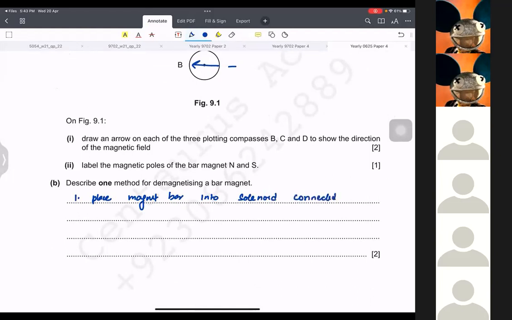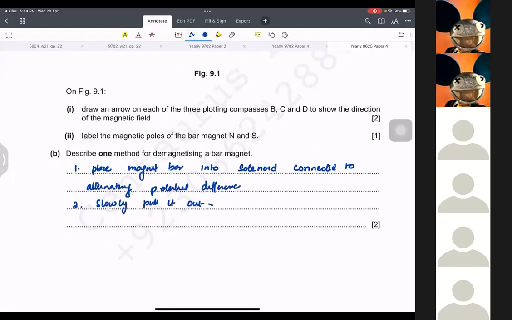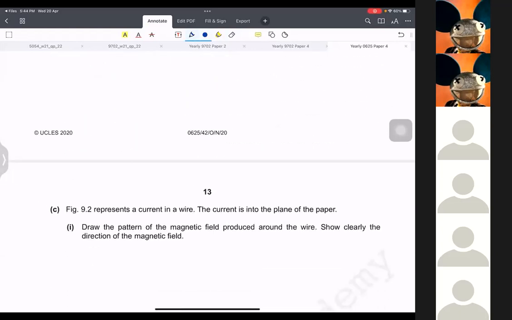connected to alternating current, alternating potential difference. Then slowly pull it out. So you have to do it. Otherwise, you can heat it because the vibrations at high temperature would do it. You can also hammer repeatedly. That would cause disturbance or vibration that would do that too. Demagnetize. So it's up to you.